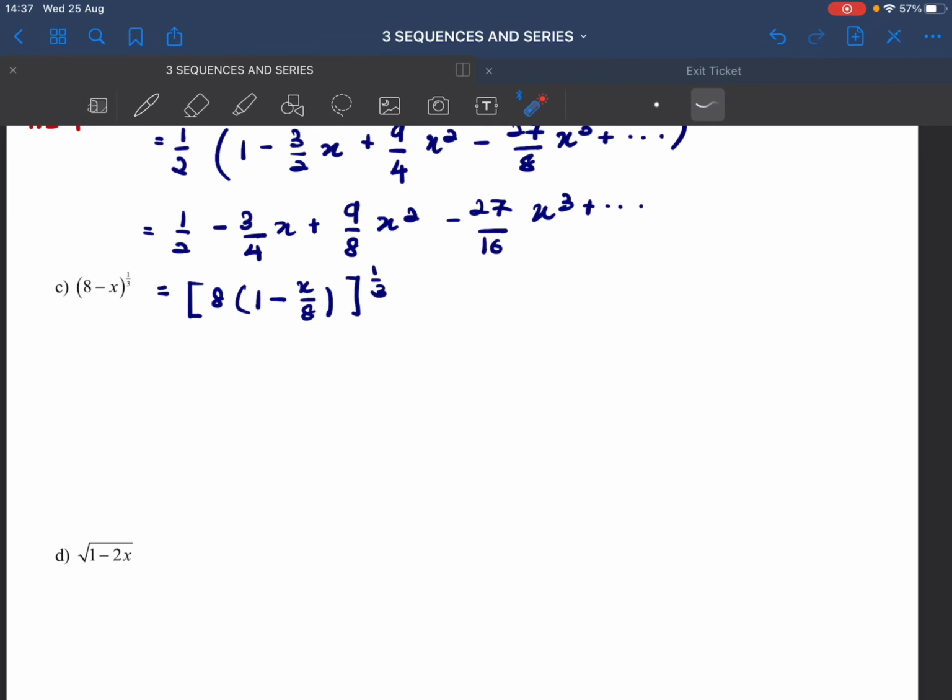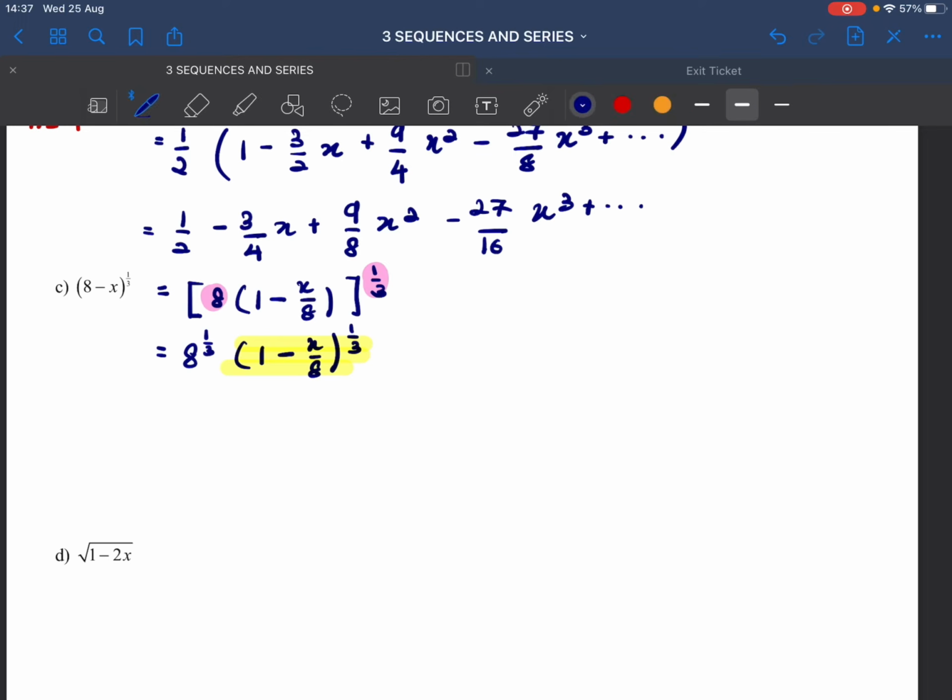So here, be careful. Saya cakap juga, do not forget to power yang ini dengan yang ini. Okay, ramai yang akan lupa buat yang ini. So now we will have 8 to the power of 1 over 3, and then we will have 1 minus x over 8 power 1 over 3. So yang mana yang kita akan expandkan? Here, this one. Okay, ini yang kita akan expandkan.